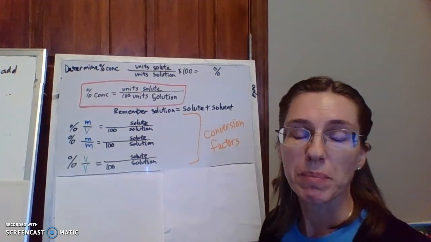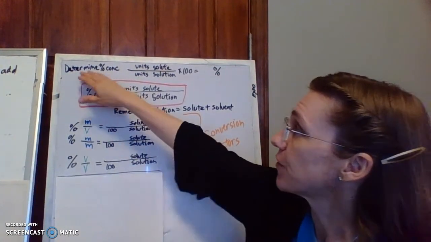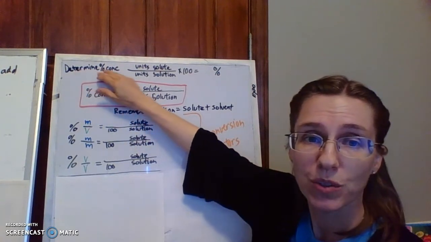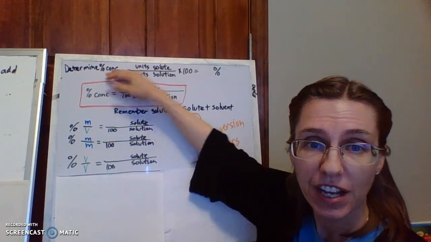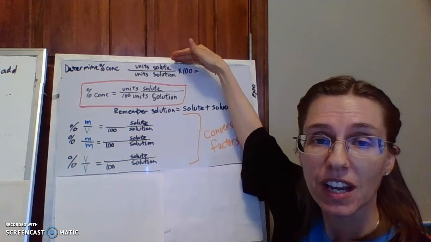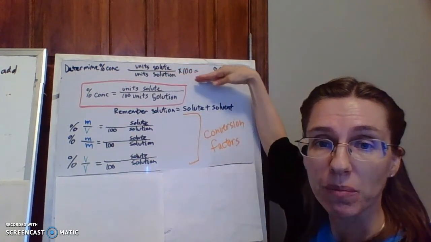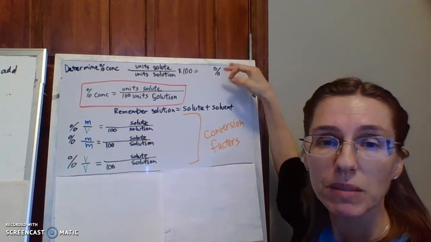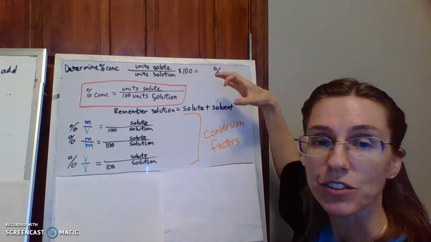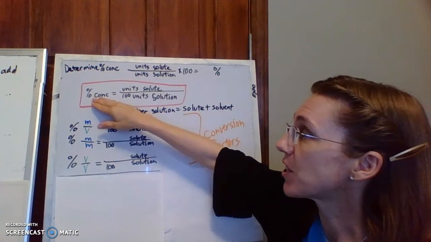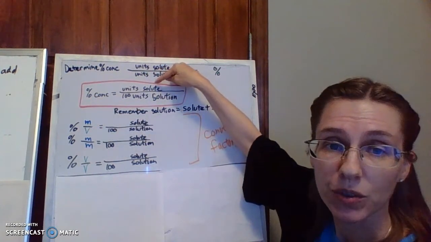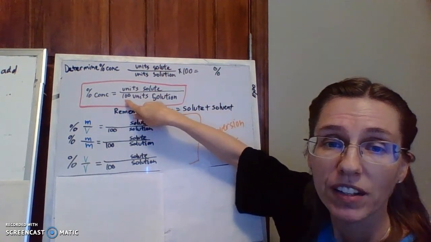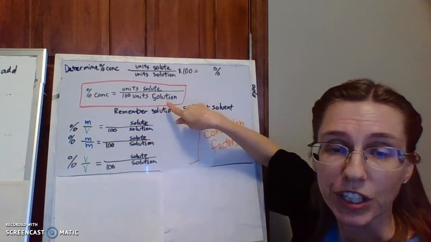So we're talking about percent concentration again. In our first video, we determined how to calculate percent concentration. Remember, we put our units of solute over our units of solution and multiplied by 100, and that's how we got our percent. We also talked about the definition of what percent concentration means. Percent concentration is basically our units of solute per 100 units of solution.